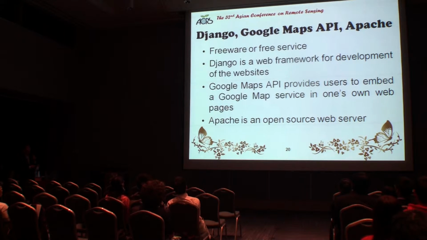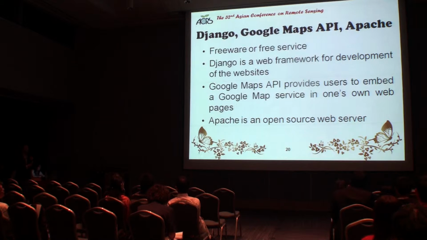Django is a web framework for development of the website. We can use this and program writing to build more applications. Google Maps API allows users to embed a Google Maps service in their own pages. And the last one, Apache, is an open source web server. It can help us to create our web server and let other users connect to our website.